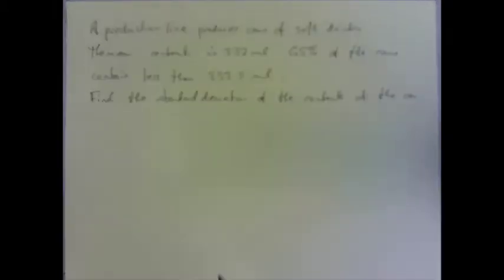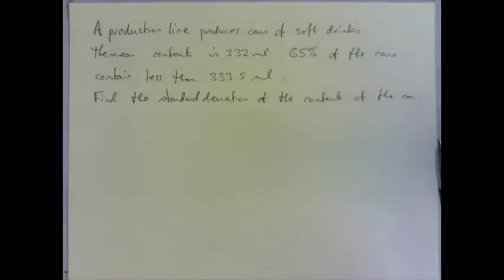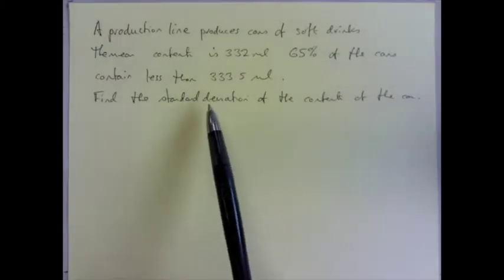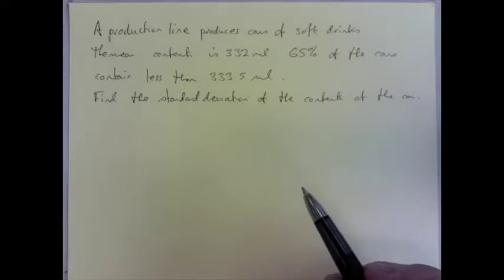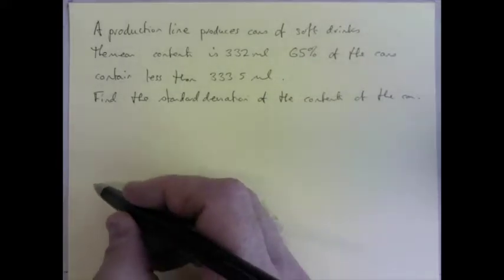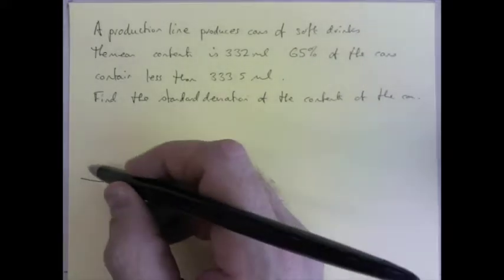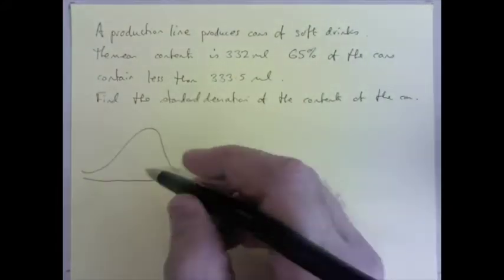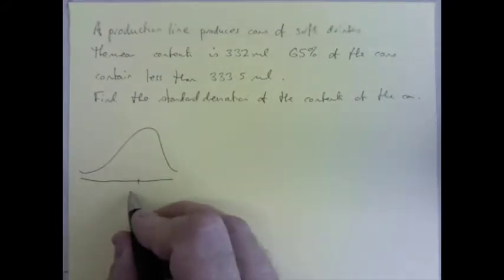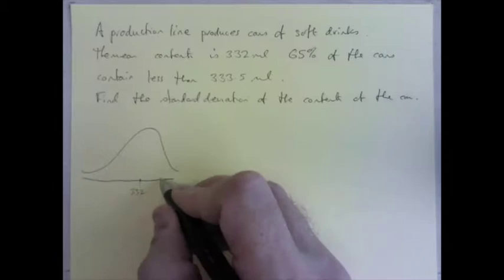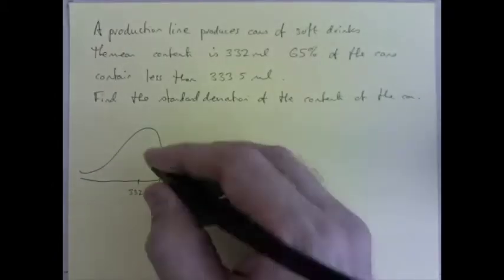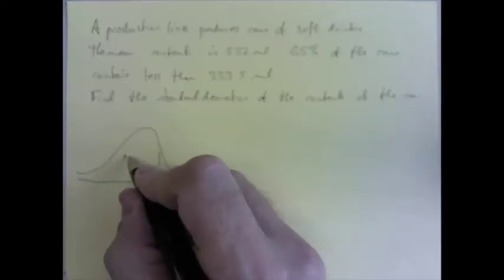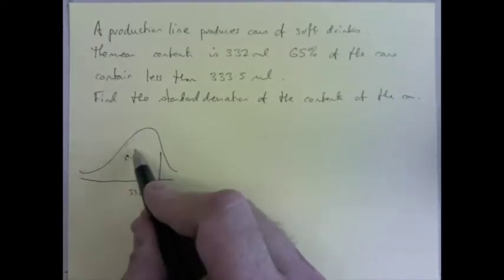This is a question where I can't use the calculator yet because I don't know what the standard deviation is. So I need to use the standardizing technique to help me with this. First thing I'm going to do is put the given information onto a sketch. Sketches are always good. So 332 is the mean. The probability information, 333.5. I know that the area to the left of that is 0.65.